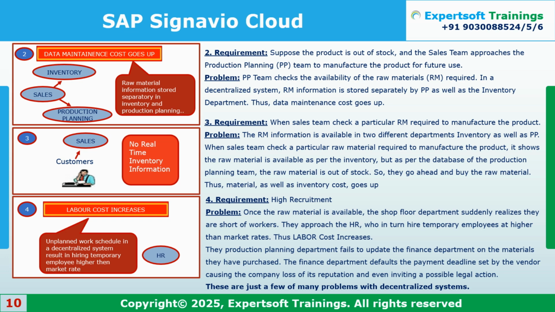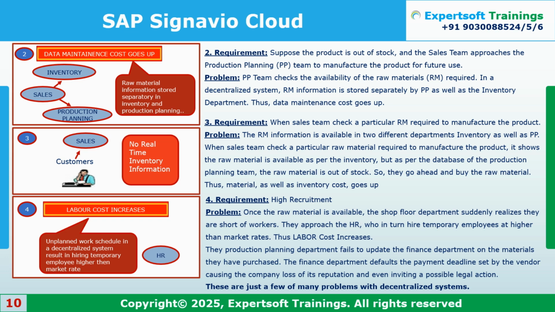Like this, there are problems such as data maintenance cost, no real-time inventory information, and labor cost. Say, for example, once the raw material is available, the shop floor department suddenly realizes they are short of workers. They approach the HR department, who in turn hire temporary employees at higher than market rates. Thus, labor cost increases. If they had a proper plan, they could get the resources at much lower cost. Such planning cannot be done using a decentralized system.